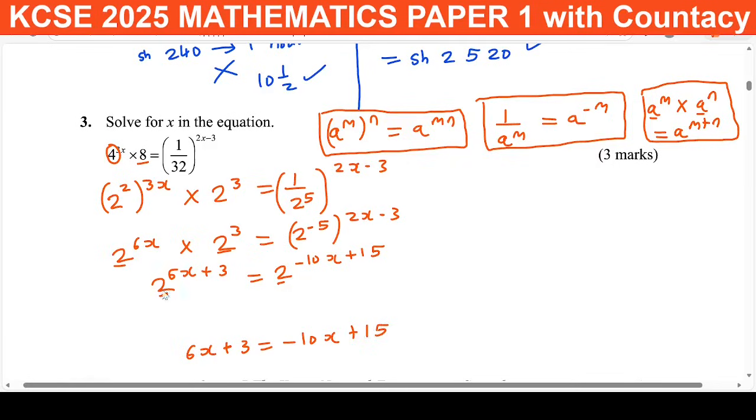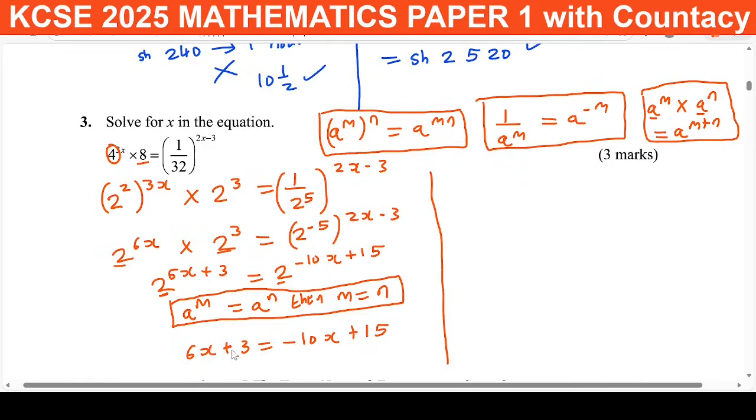Mathematically speaking, the law that we apply here is that when you've got a to power m and you see that this one is equivalent to a to power n, then that implies m should be equivalent to n. This is another law that you should note down.